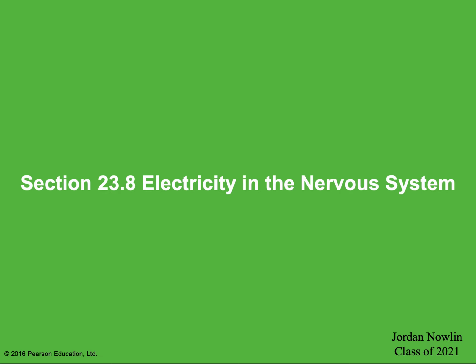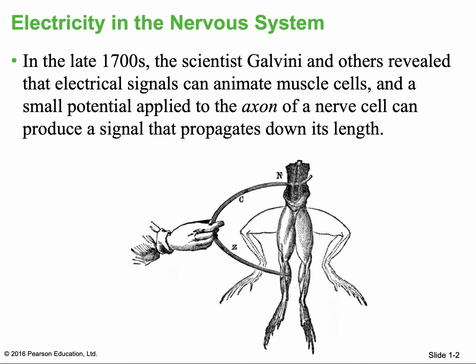Welcome to a brief overview of electricity in the nervous system. Before I begin this presentation, I want to remind you all that the brain is just meat with electricity in it. The study of electricity in the nervous system dates back to the 1700s.